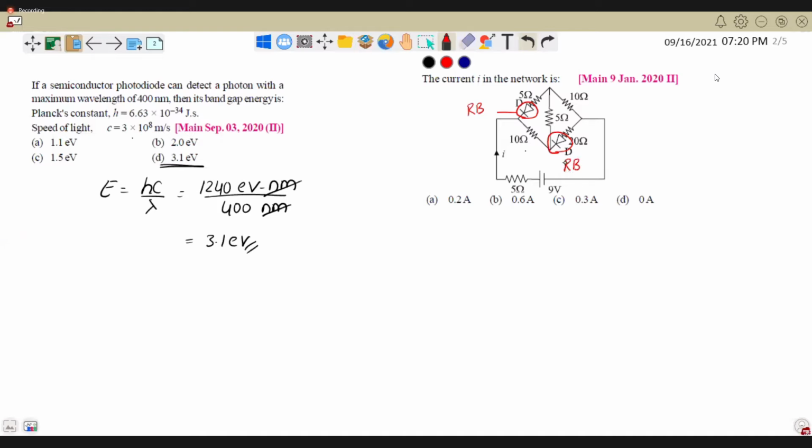Current will flow through these two diodes. No, sir. The current will go like this, like this. So 10, 5 and 10 are in series, and there is another 5 here. So total resistance is how much? 30. Voltage is how much? 9 volts. So your current will be approximately 0.3 amperes, right? Yes, sir.